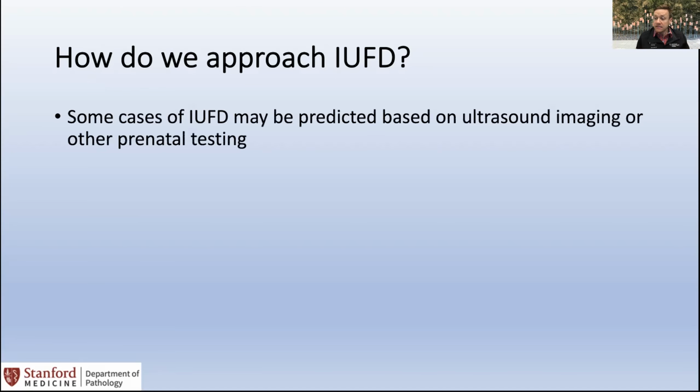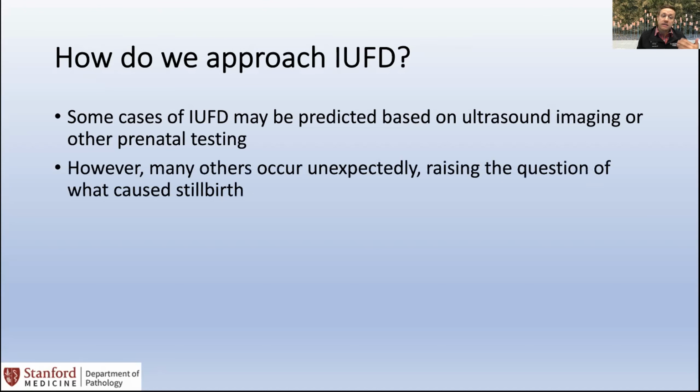So some cases of IUFD, at least in our institution, may be predicted. So whether it's by ultrasound or other forms of prenatal testing, we may see that coming ahead of time. On the other hand, many still do occur unexpectedly, and it raises the very real question of what caused the stillbirth. And for the families, that raises questions of closure. Why was stillbirth occurring in this pregnancy? But also, are there things that I should know about that might guide risk for future pregnancies?